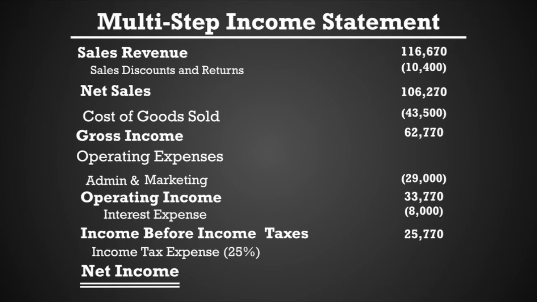Every business is taxed by the government. In our example, the tax will be 25%, so we multiply 25% times our income before income taxes. So jumping back in, we take 25% times 25,770, and we get 6,443, and I rounded that up. From here, we deduct that out to get to our beautiful bottom line, net income of $19,328. And that's it. You just learned the income statement in 5 minutes.